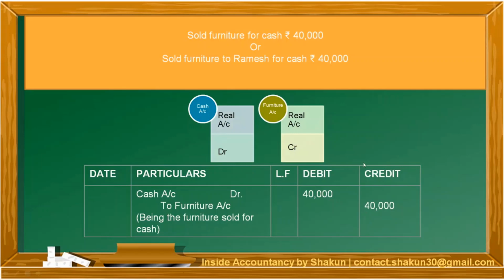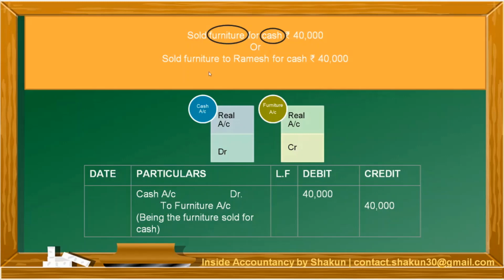Moving on, sold furniture for cash or sold furniture to Ramesh for cash. Again, both the transactions are the same. Although the name is given here, still cash is mentioned, so we are going to ignore the name. The accounts to be identified are furniture, which is a real account, and cash, again a real account. We apply the rule of real account: debit what comes in and credit what goes out. Furniture is going out, therefore it is credited, and cash is coming in, therefore cash account is debited. So our entry will be cash to furniture.